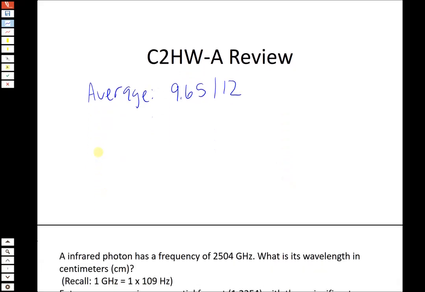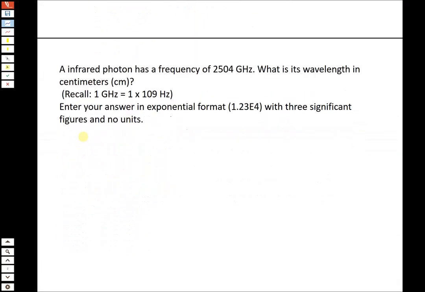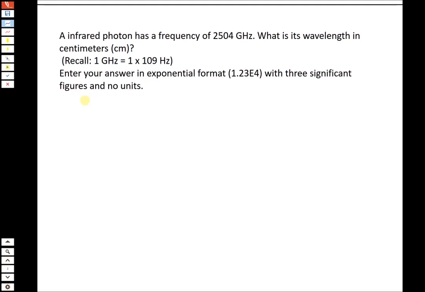Alright, so let's get right into the problems then, and these were mostly identified from Blackboard, looking at the problems we had the most difficulty with. A few of them were suggested by students, so we'll go over those as well.